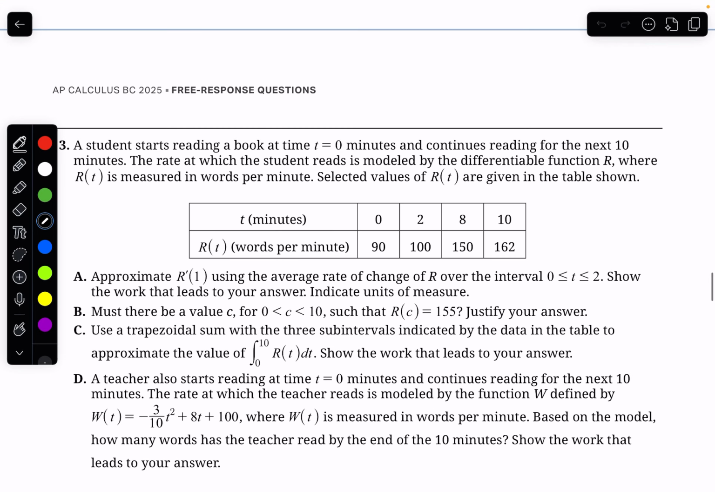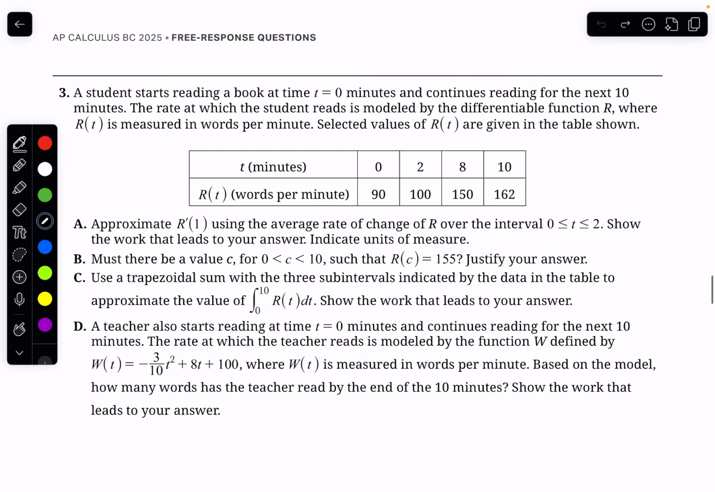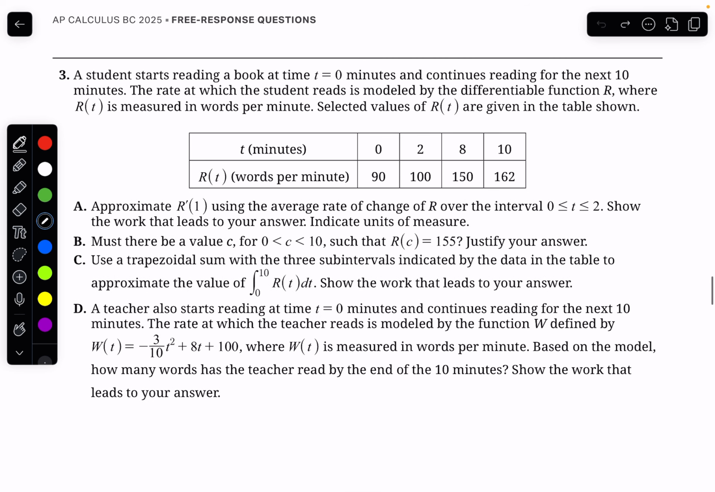A student starts reading a book at time t equals 0 minutes and continues reading for the next 10 minutes. The rate at which the student reads is modeled by the differentiable function r, where r of t, a function of time, is measured in words per minute. Selected values of r of t are given in the table shown. And you can see right here, we have t values 0, 2, 8, 10, and r of t, which is words per minute, is 90, 100, 150, and 162.